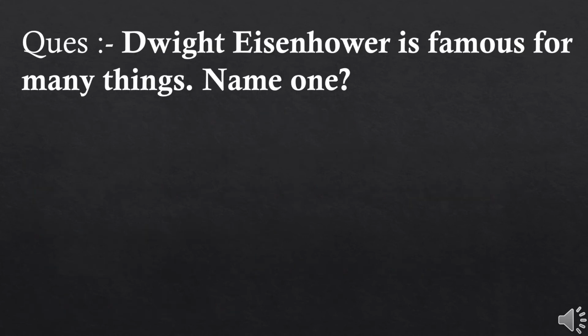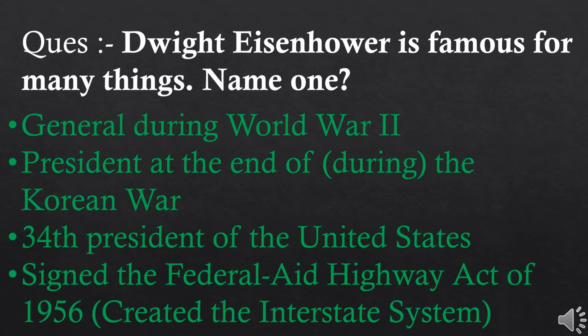Question 107. Dwight Eisenhower is famous for many things. Name one. General during World War II. President at the end of, during, the Korean War. 34th President of the United States. Signed the Federal Aid Highway Act of 1956, created the interstate system.